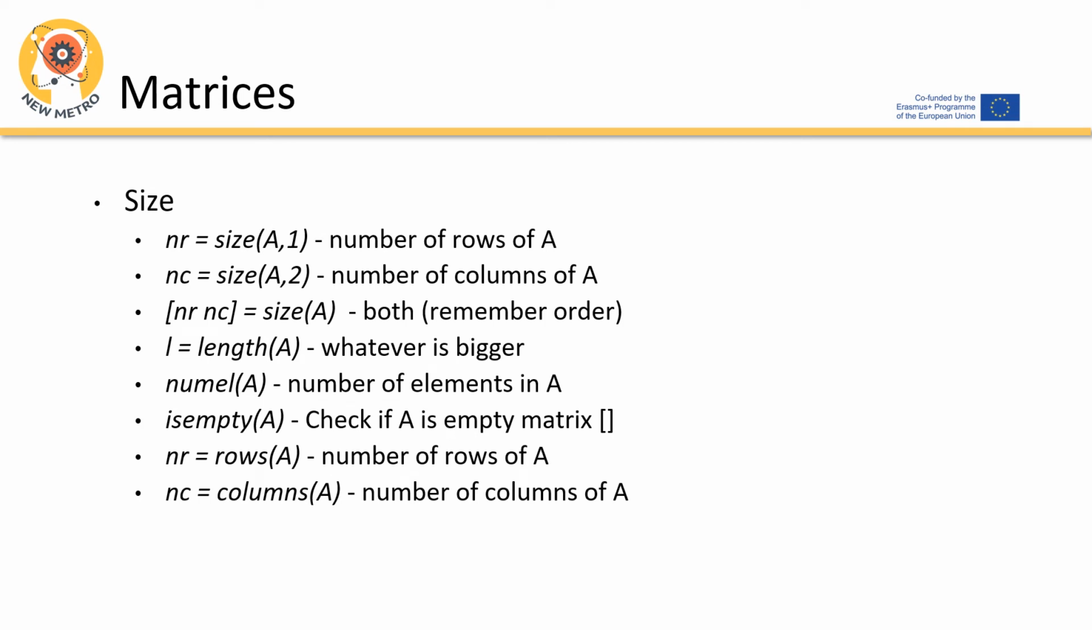For the size, we have nr = size(A,1), which is the number of rows of A, and nc = size(A,2), which is the number of columns of A. [nr, nc] = size(A) gives both, and we have to remember the order. L = length(A) gives whatever is bigger. numel(A) is the number of elements in A. isempty(A) checks if A is the empty matrix. nrows(A) is the number of rows of A, and ncolumns(A) is the number of columns.